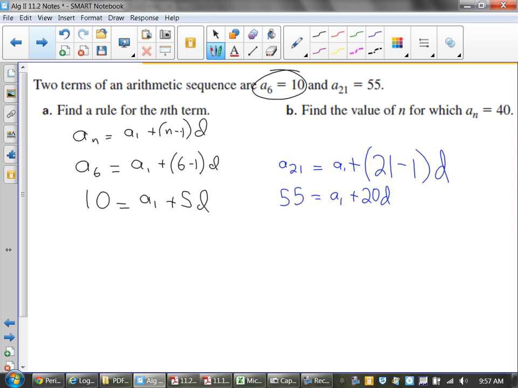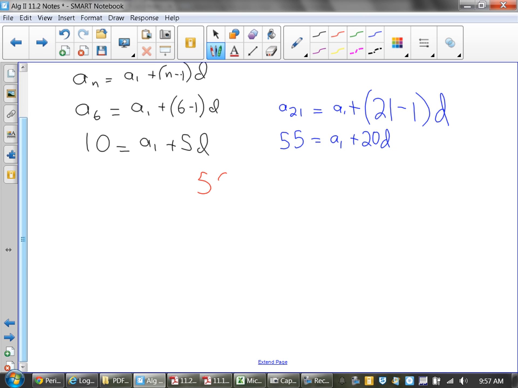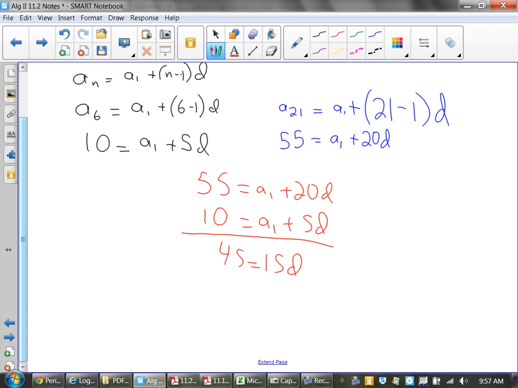We'll see what happens. To make sure that you get it right, you set up a system. 55 is your first term plus 20d. Second one is 10 is the first term plus 5d. What are you going to do? Get the a's out of there. What's the difference? 3. That's fine. Yeah, you use some linear combination stuff. I always fall back into this one here.